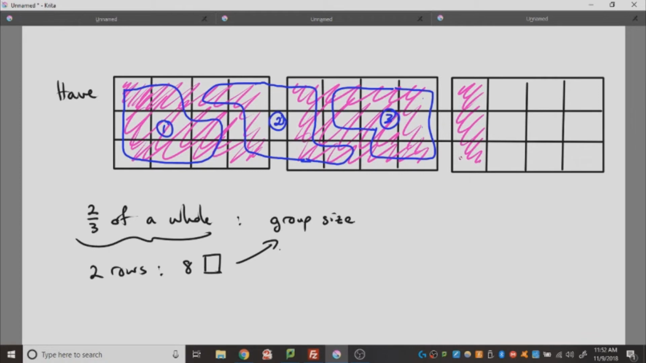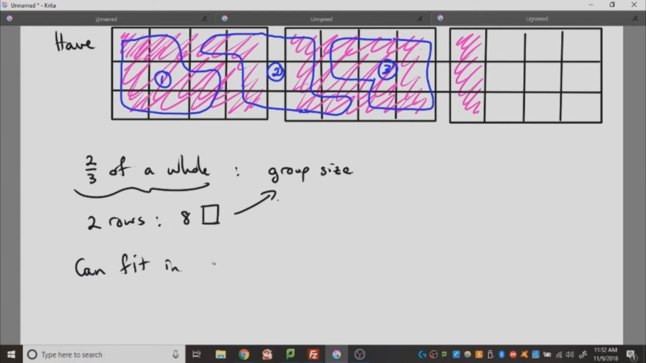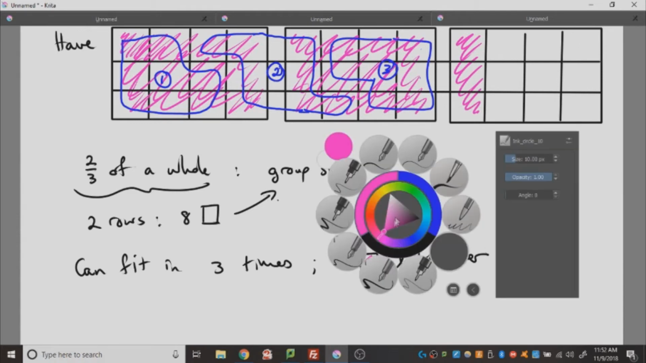Everyone happy with the fitting? And you fit them however you want to fit them. You're still going to have 3 left over, one way or the other. So, back to my black here. We can fit this in 3 times with 3 pink squares left over. Pink, of what I have, 3 are left over.